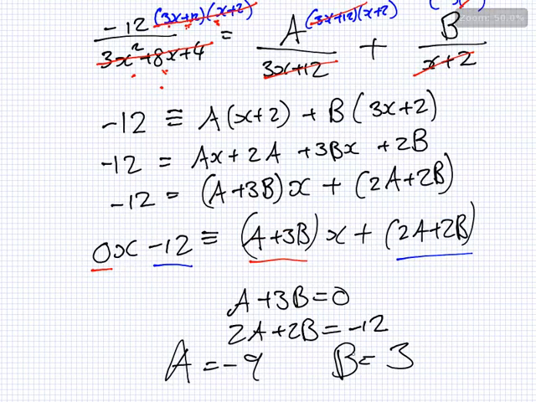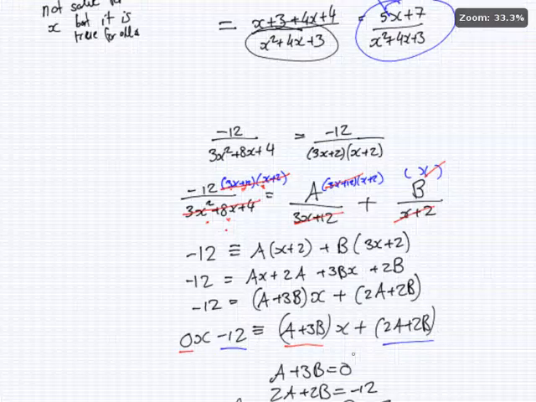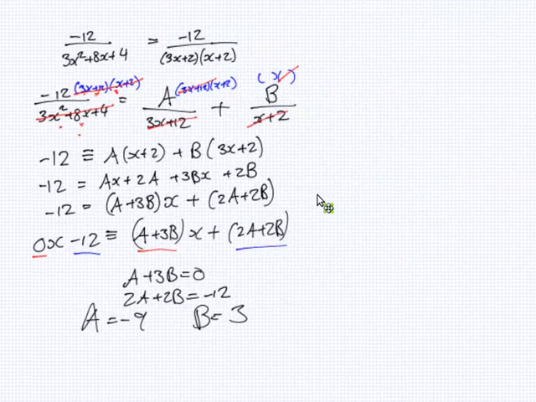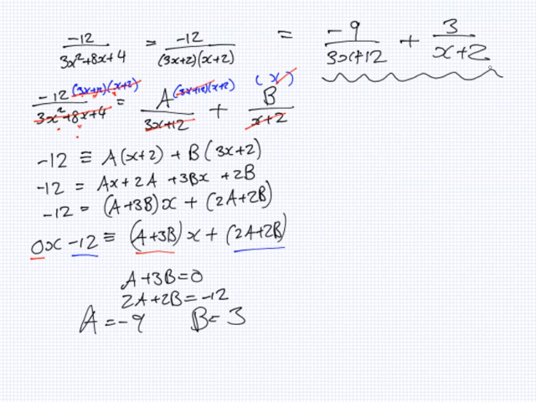So if we go back up to here, well, I'll zoom a bit out. We have our answer, that this is equal to minus 9 over 3x plus 12 plus 3 over x plus 2. That's the answer. There is another way to do this, which I'll show you. Can I go on? Next example.